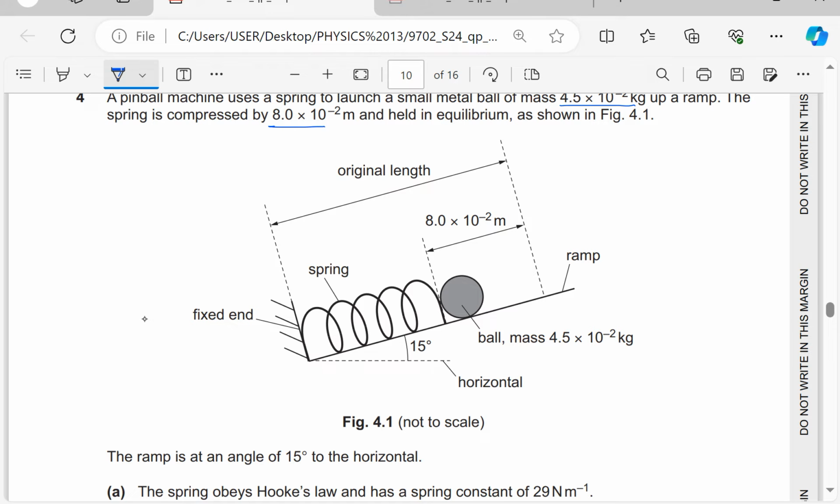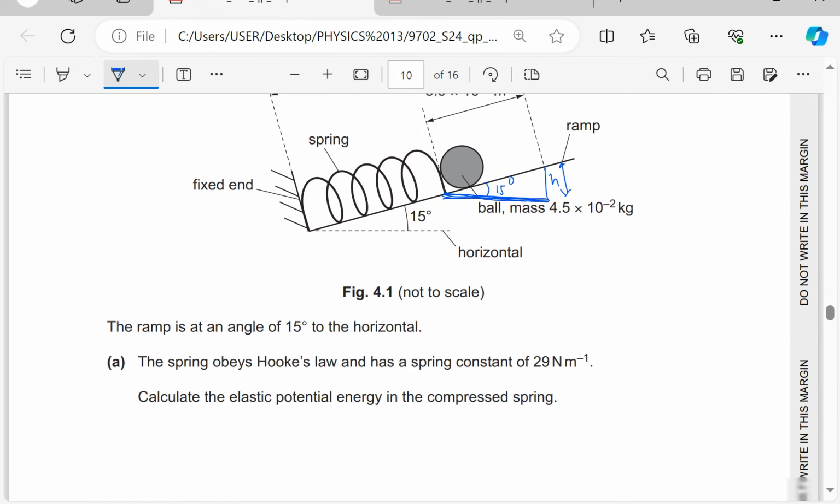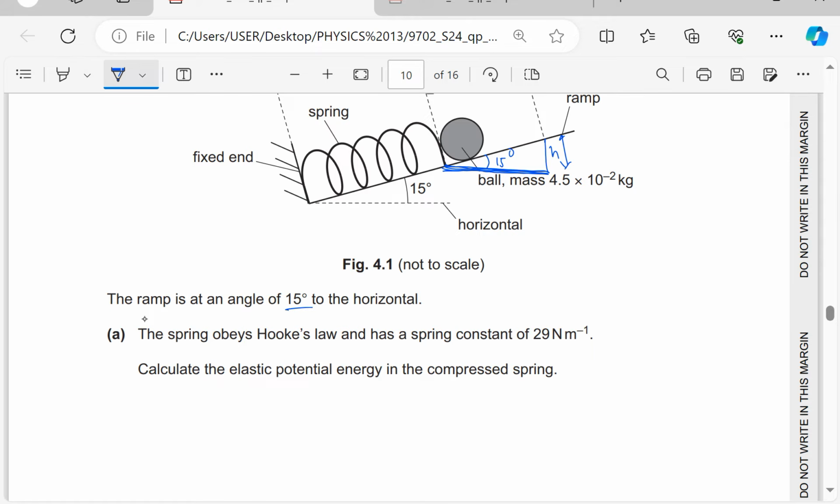So it means when it is released, it will lose the elastic potential energy as it gains kinetic energy and also gains gravitational potential energy through this height here, which I'm calling h. Of course, this angle is still 15 degrees if I draw a horizontal line here. Okay. The ramp is at an angle 15 to the horizontal.